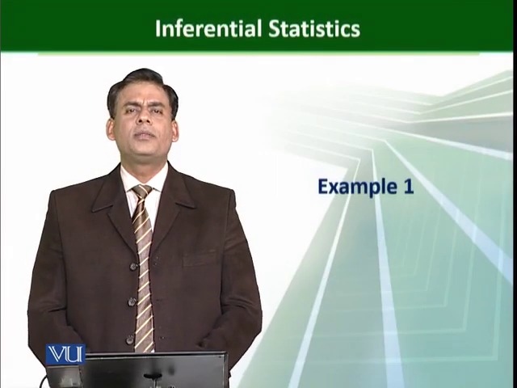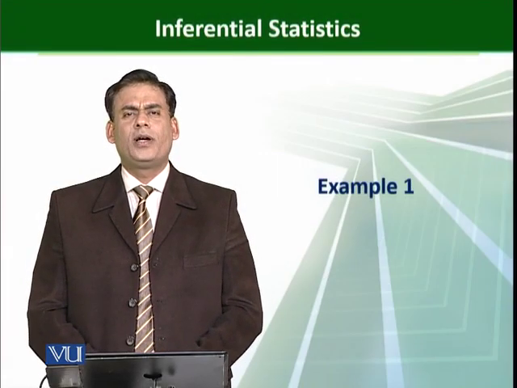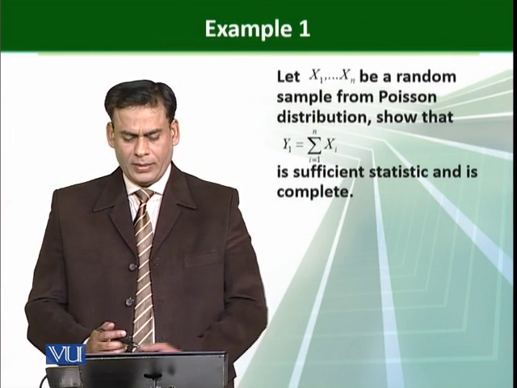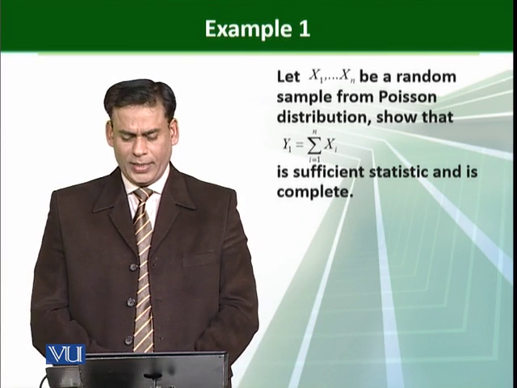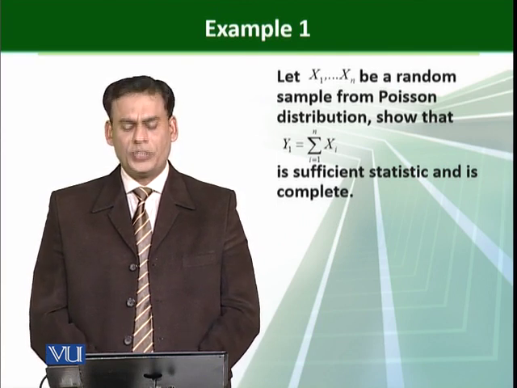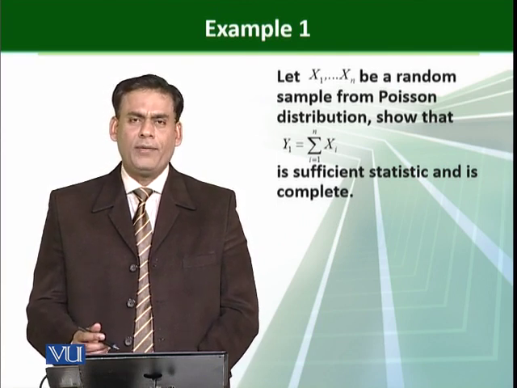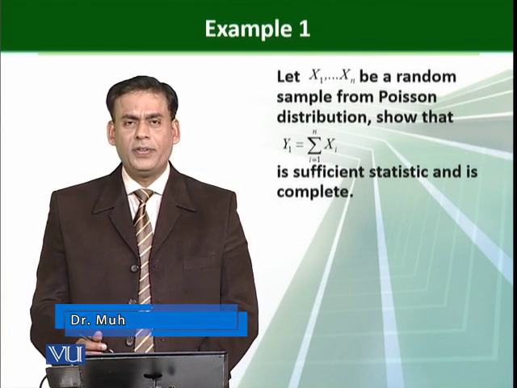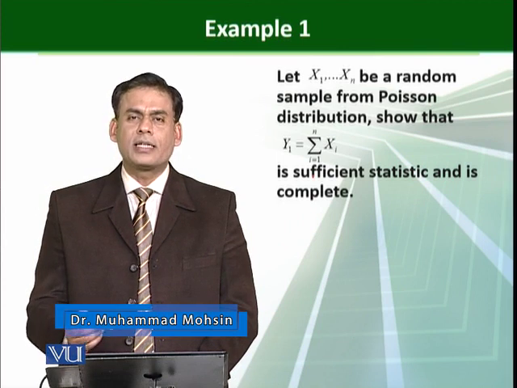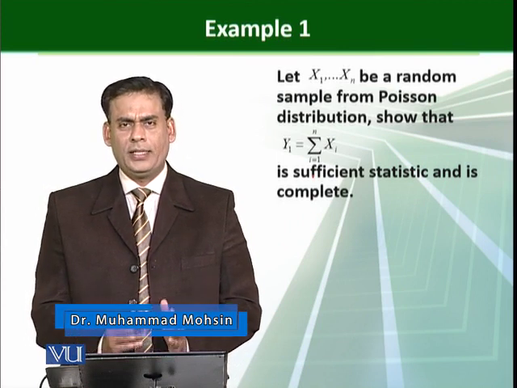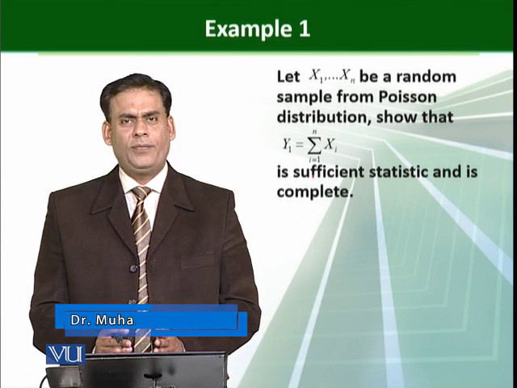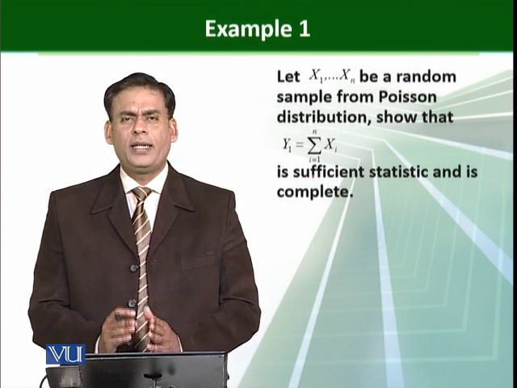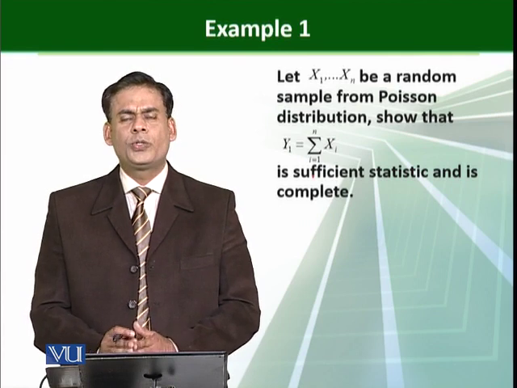To understand the concept of completeness, we take an example from Hogg, McKean and Craig's book. Let X1, X2 up to Xn be a random sample from the Poisson distribution, and we have to show that Y1, that is the sum of Xi, is a sufficient statistic and is complete. There are two parts in that example. First, we have to show that Y1 is a sufficient statistic, and the next part, we have to show that it is also complete.